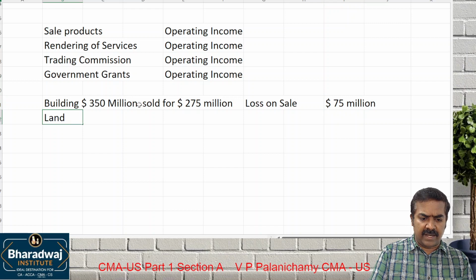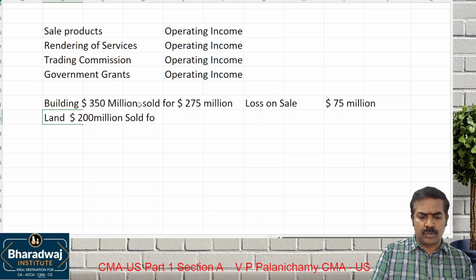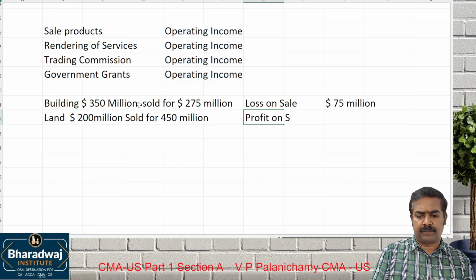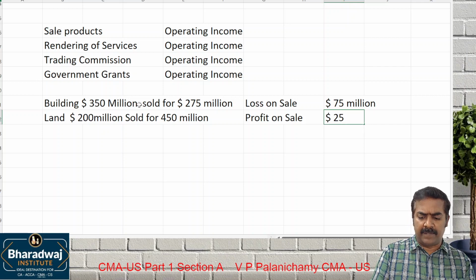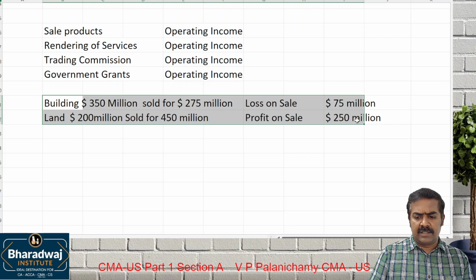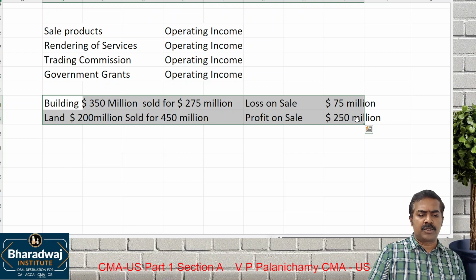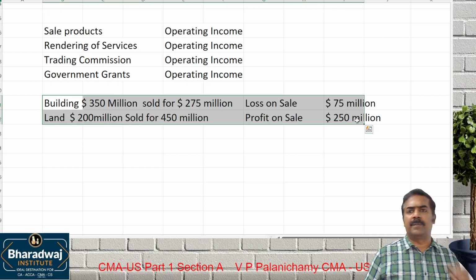Second, I had a land recorded in books at $200 million, sold for $450 million. Here there is a profit on sale. What is the profit on sale? $250 million. Now, this building sold or this land sold, is it your main business?